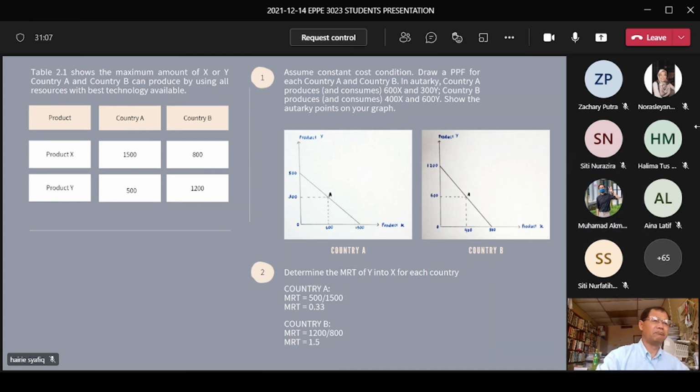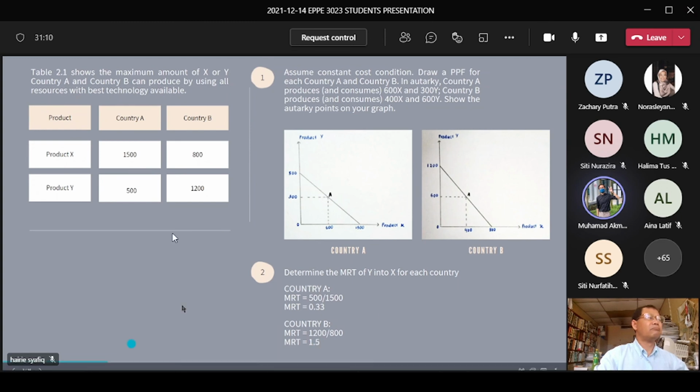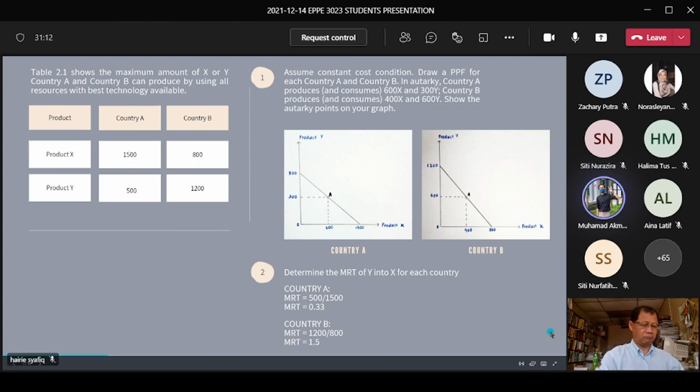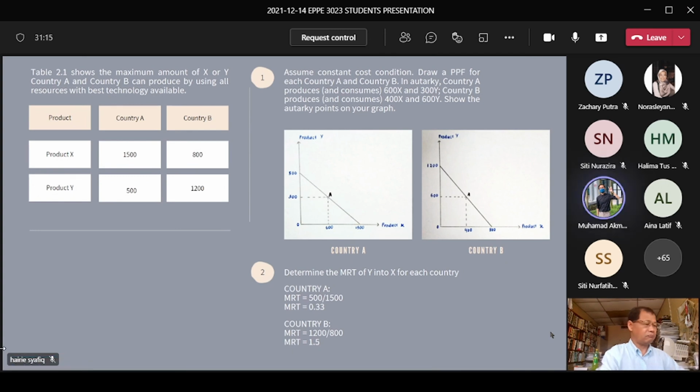All right, let's move to the next question, which is determining the MRT of Y into X for each country. For country A, to find the MRT, this is easy: you take the amount on the axis Y and divide it by the amount of the product on the axis X. For country A, 500 divided by 1,500 gives you 0.33. For country B, 1,200 divided by 800 gives you 1.5. So that's the MRT.